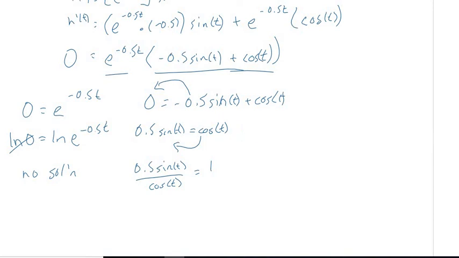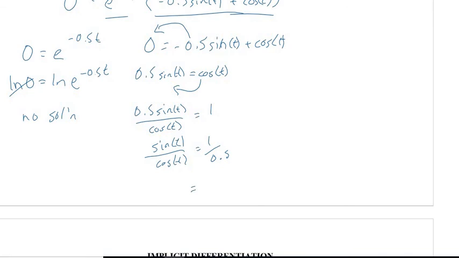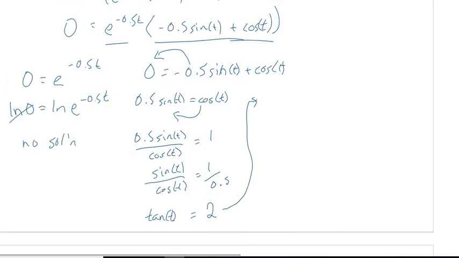So lastly, we're going to divide out both sides by 0.5. And on the right side, 1 divided by 0.5 is going to be 2. And here's a little trick. Think back to trig identities. We said that sine over cos is going to be equal to tan of t. So we're going to have to define t. We're going to take the inverse tan of 2. And we know there's multiple possible answers for this.